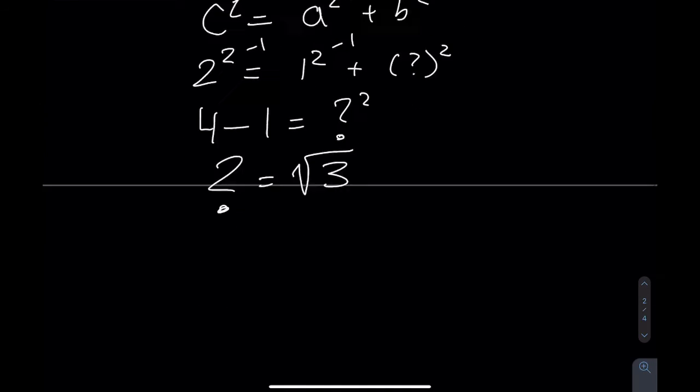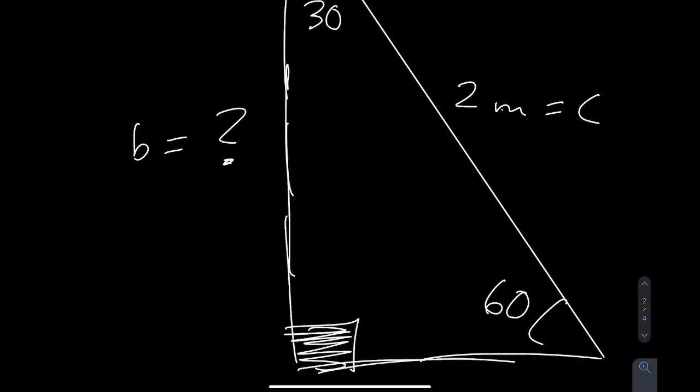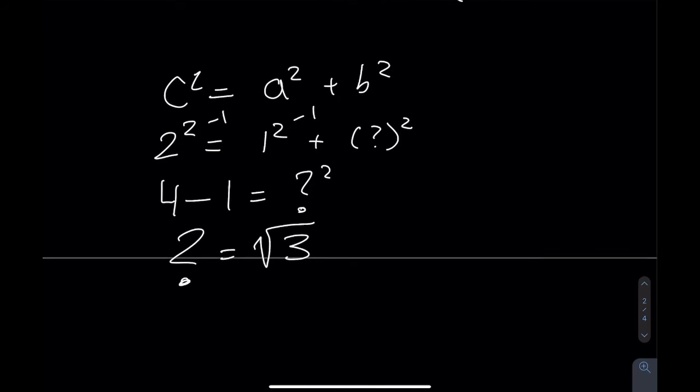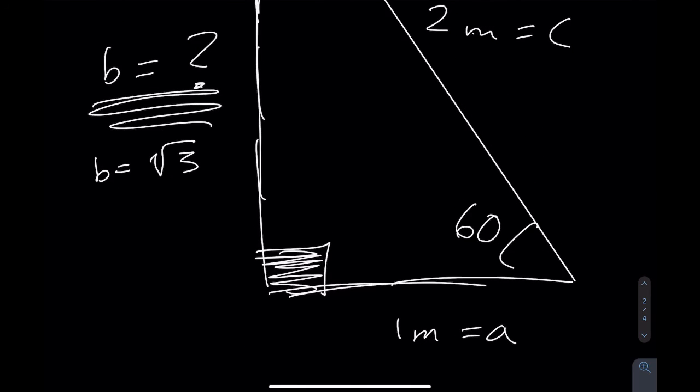So therefore, this side length right here, B, is going to be equal to root 3. And we showed that using the Pythagorean theorem. So this is our proof.